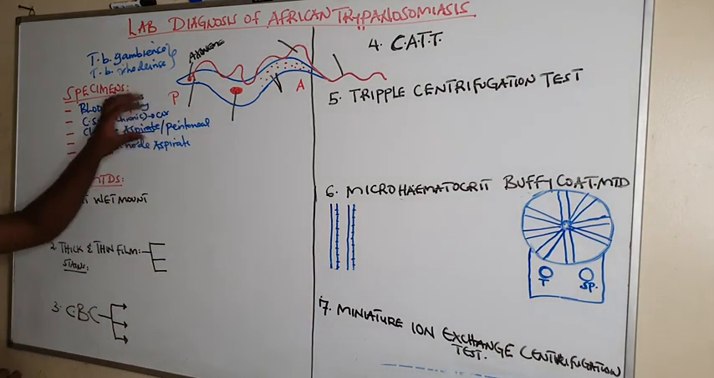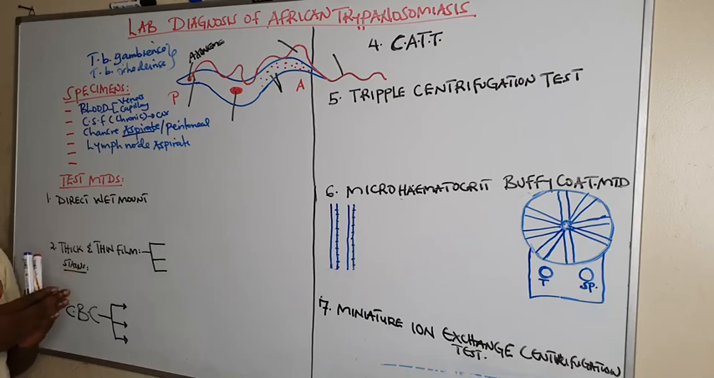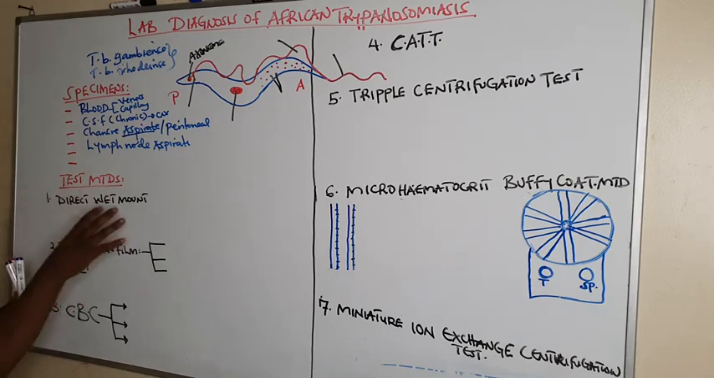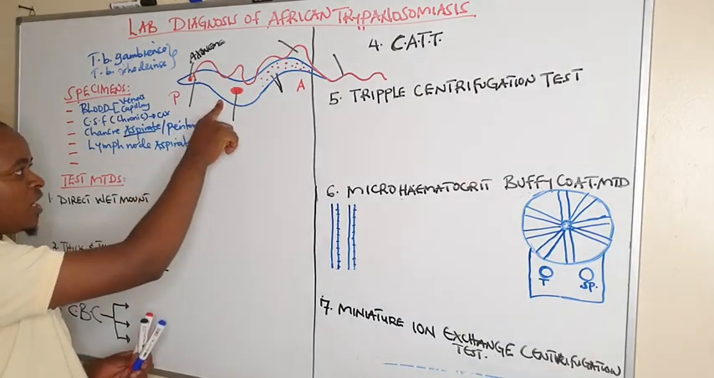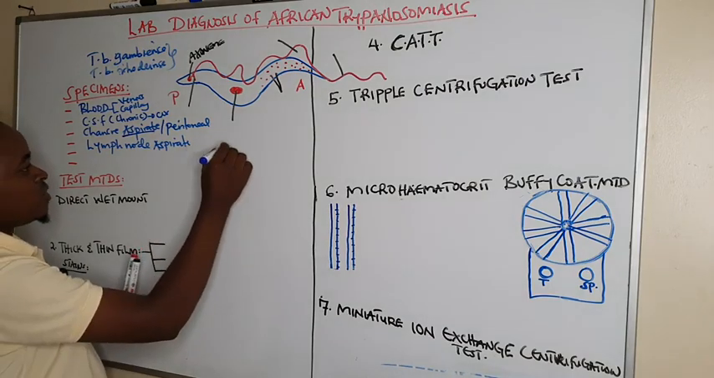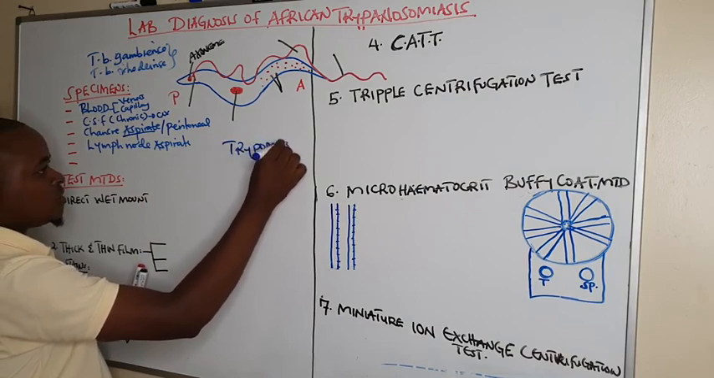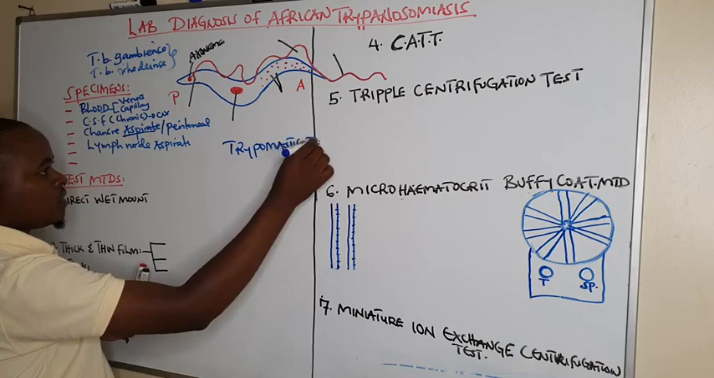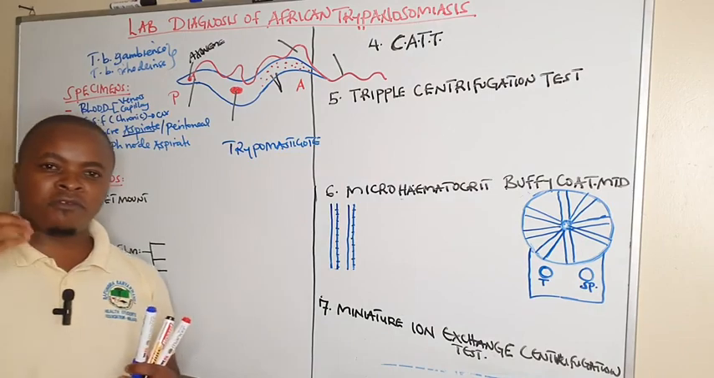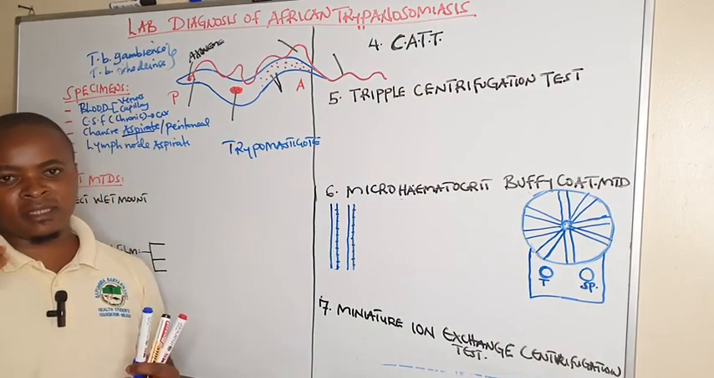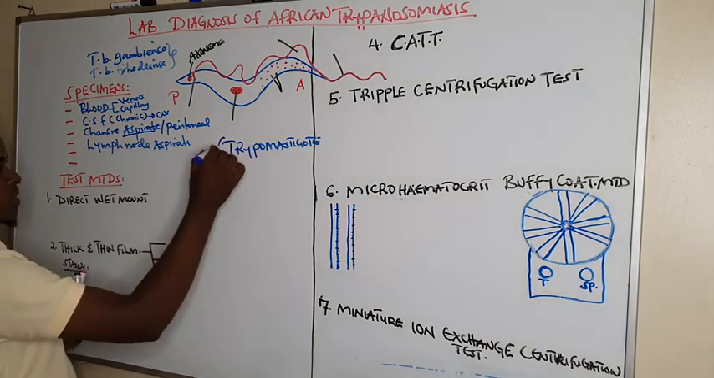After looking at the different specimens, now we are going to look at the methods we use to diagnose. As we start the methods, I want to tell you that the infective stage of African trypanosomiasis is what we call the trypomastigote. And this trypomastigote is found in the peripheral blood, can be found in the chancre, in the lymph nodes, and at the same time in the central nervous system. That's why we collect the CSF.